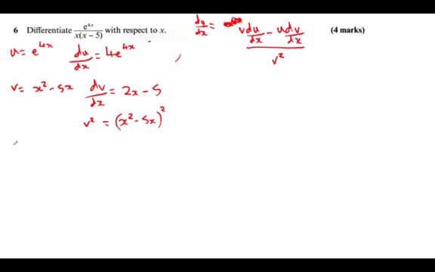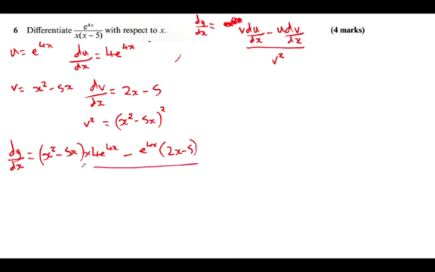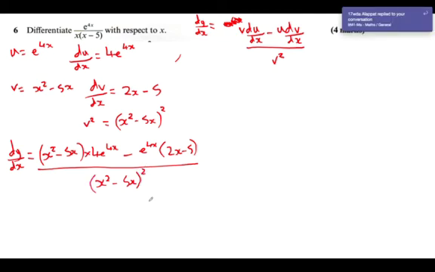Okay, so now substituting in, I get dy/dx equals v, which is x squared minus 5x, times du/dx, which is 4e to the 4x, minus u, which is e to the 4x, dv/dx, which I have as 2x minus 5, all over v squared, which I have x squared minus 5x, all squared.